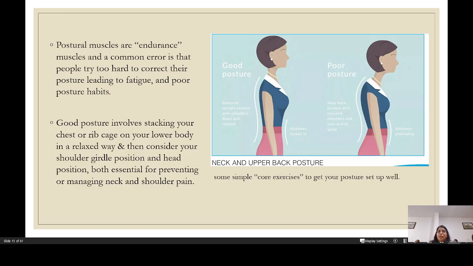So postural muscle or endurance muscle, and common error is that people try too hard to correct their posture, leading to fatigue and poor posture habit. Good posture habit involve stacking your chest or the ribcage on your lower body in a relaxed way, and then consider your shoulder girdle position and head position, both essential for preventing or managing neck and shoulder pain.